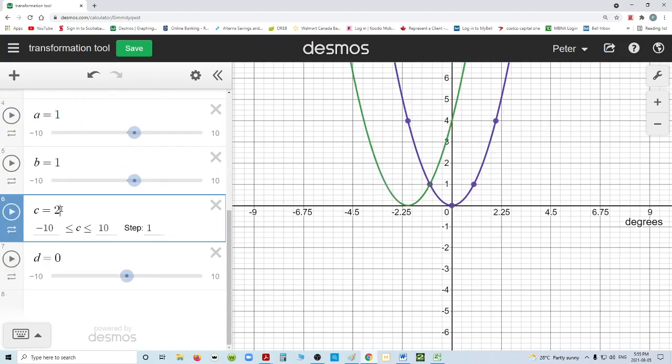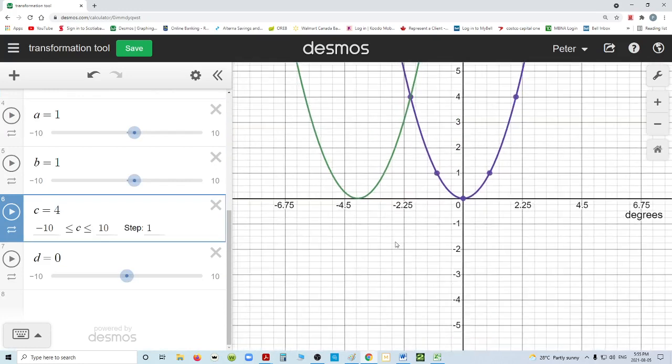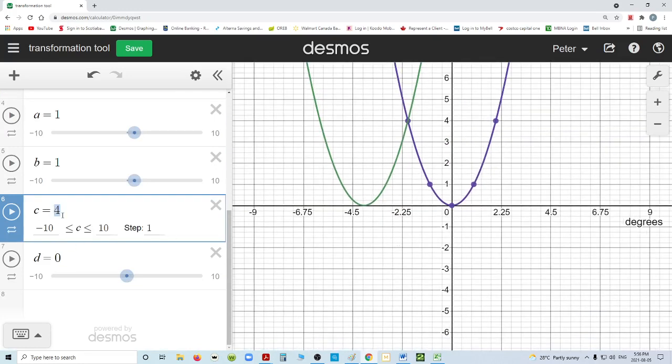Let's change this to 4 to see what happens. The whole parabola moved left by 4. Let's do 5, actually.